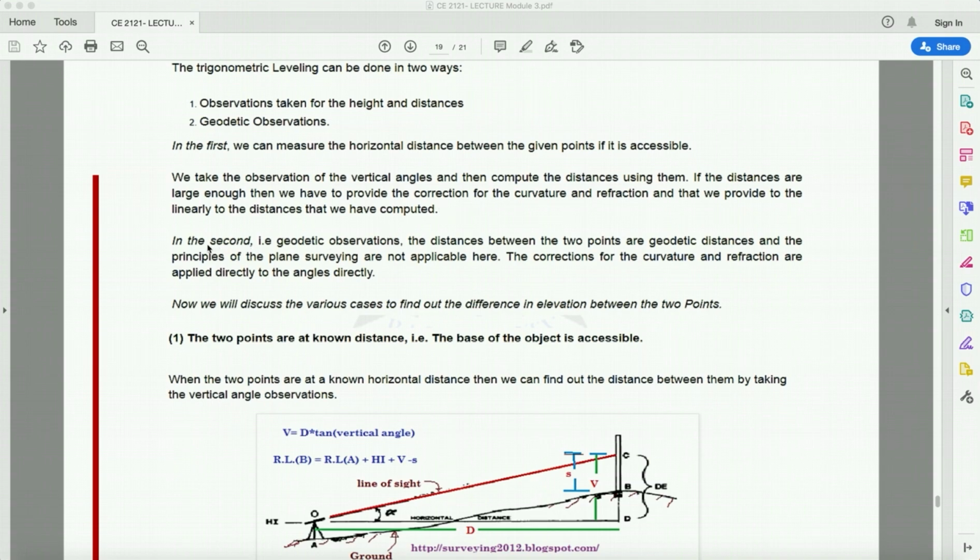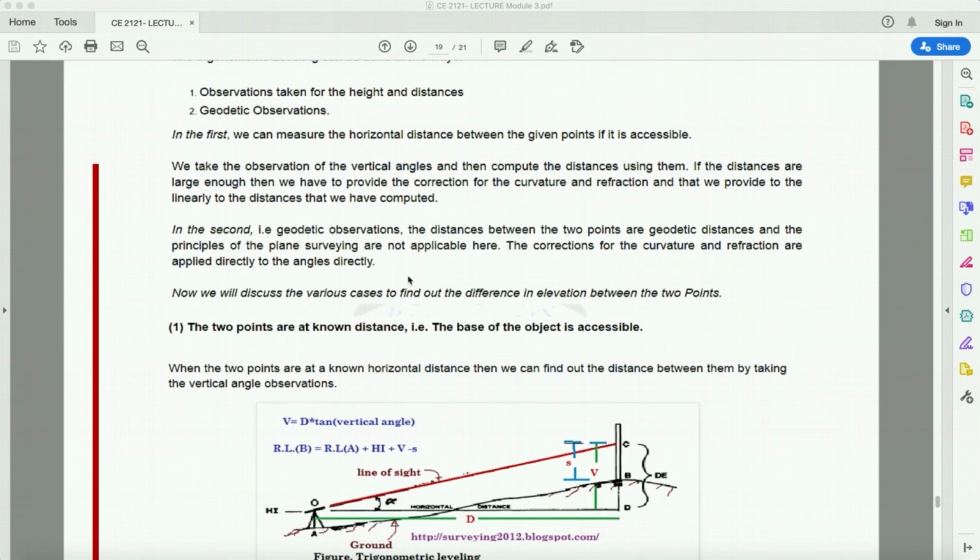Okay. So, in the second, geodetic observations, the distances between 2 points are geodetic distances, and the principles of plane surveying are not applicable here. The corrections for the curvature and refraction are applied directly to the angles.